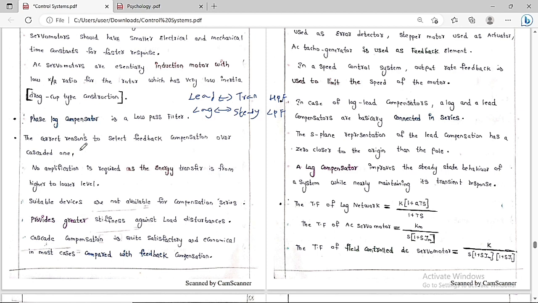And we can say that the feedback compensation is going to provide the greater stiffness against any load disturbances, whereas the cascade compensation or the series compensation is quite satisfactory and also economical in most cases when compared with the feedback compensation. So these are the important reasons to select the feedback compensation over the cascade compensation.